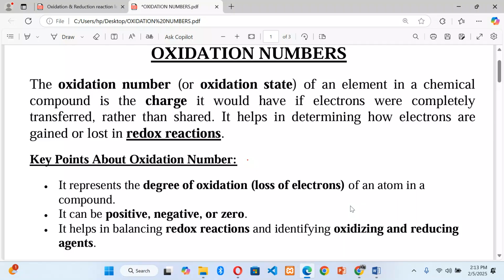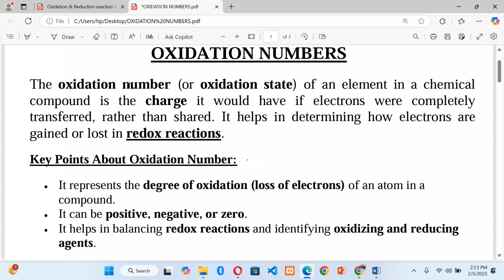Welcome, friends. In today's session, we are looking at oxidation numbers. I believe those who watched the first lesson about oxidation and reduction reactions have been able to go through it, and this will help us in the continuation of that lesson. Let's start with what an oxidation number is.